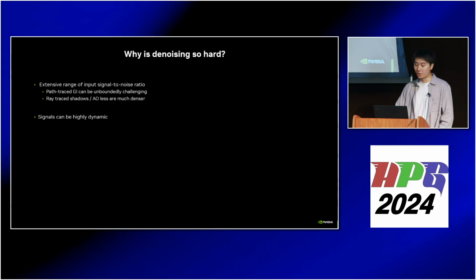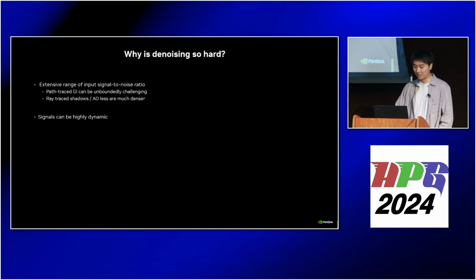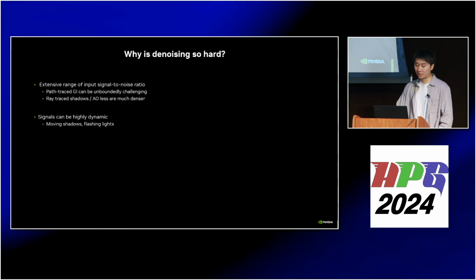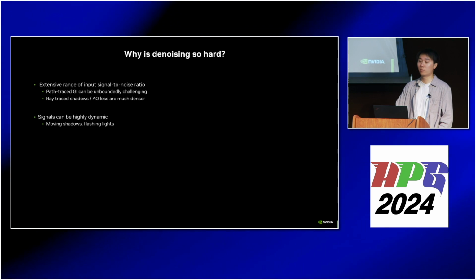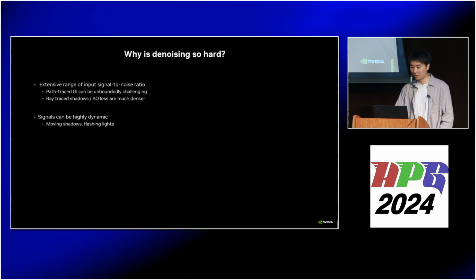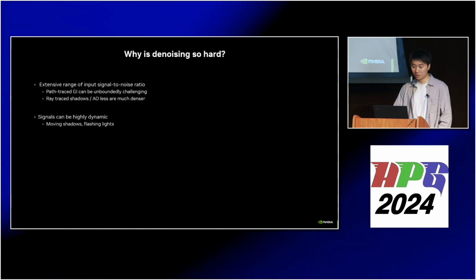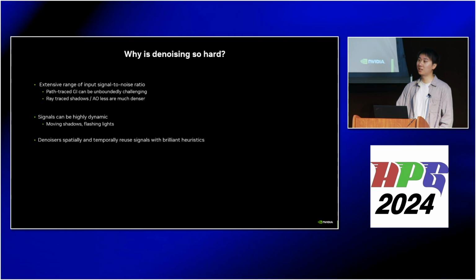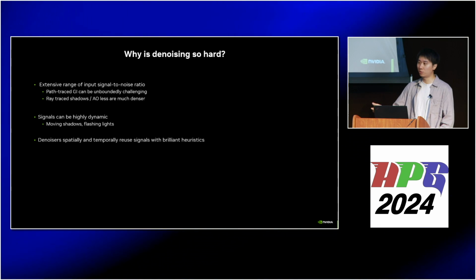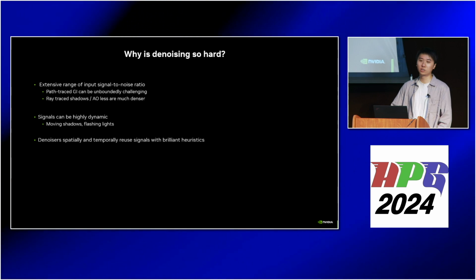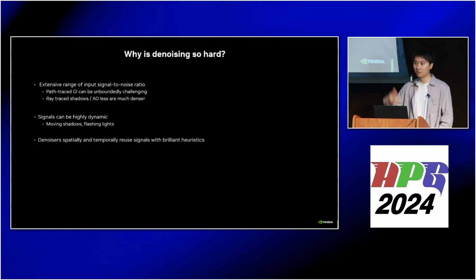Another really challenging thing that we have to be aware of is that the signals can be highly dynamic. We have things like moving shadows, moving light sources, or moving objects that are constantly casting shadows and making the lighting change. You can also even have flashlights. These things will prevent the denoiser from more aggressive spatial reuse, which in turn could lead to boiling or temporal artifacts.